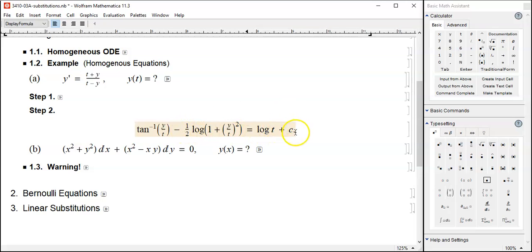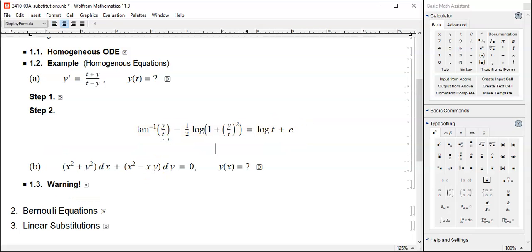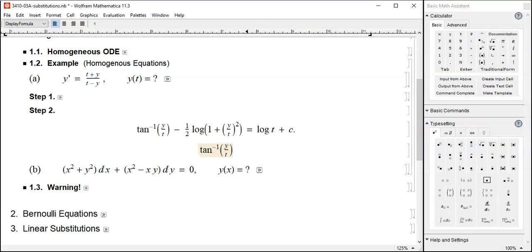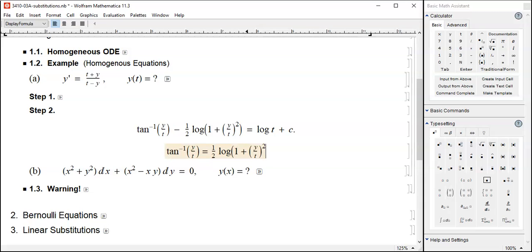Let's get these logarithms on one side. Arctangent of y over t is equal to 1/2 log of 1 plus y over t squared, plus log of t plus c. Let's put some space in between. Okay, that's all right, we can deal with this.